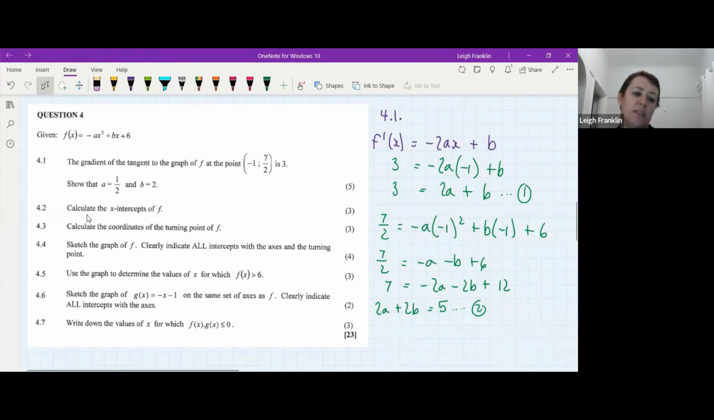Now the rest of it is fairly easy: calculate the x-intercepts, calculate the coordinates of the turning point, and then sketch the graph. So I tell you what I'm going to do. I'm going to be quiet and let you work out the x-intercepts, the coordinates of the turning point, and sketch the graph, and then we can do the last couple of questions together. In other words, question 4.5 and question 4.7. When you're done, just say that you're done in the chat. And if you need help, Nicole and I are right here.